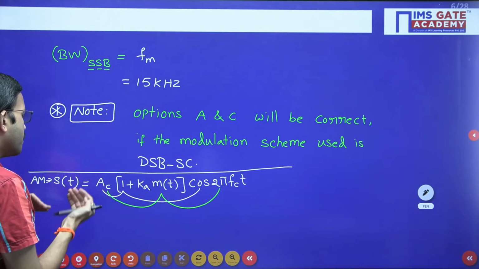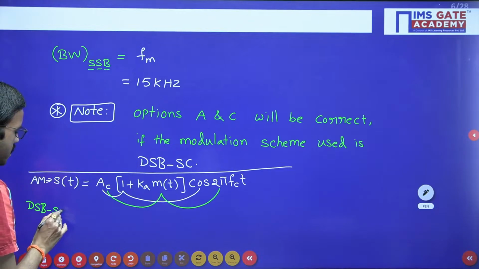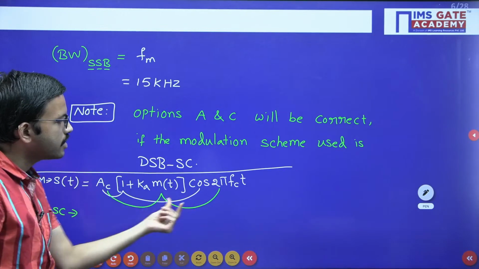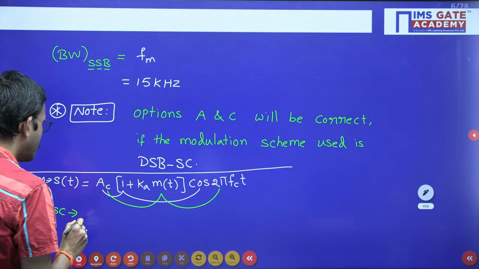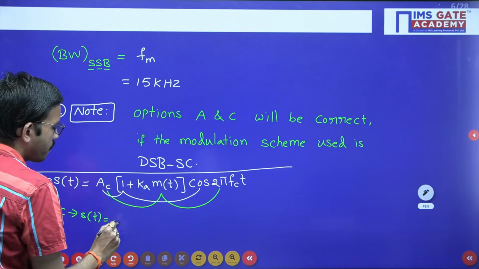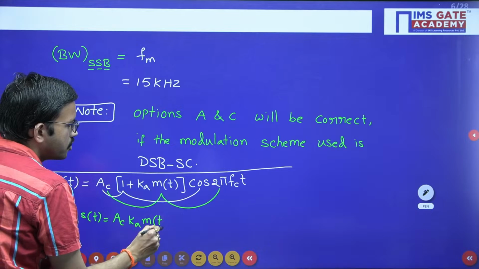So from AM, if you want to get DSB-SC, we suppress the carrier component. That means AC cos 2 pi f ct we make 0. So from there, what equation do you get? You will get AC Ka m of t into cos 2 pi f ct.